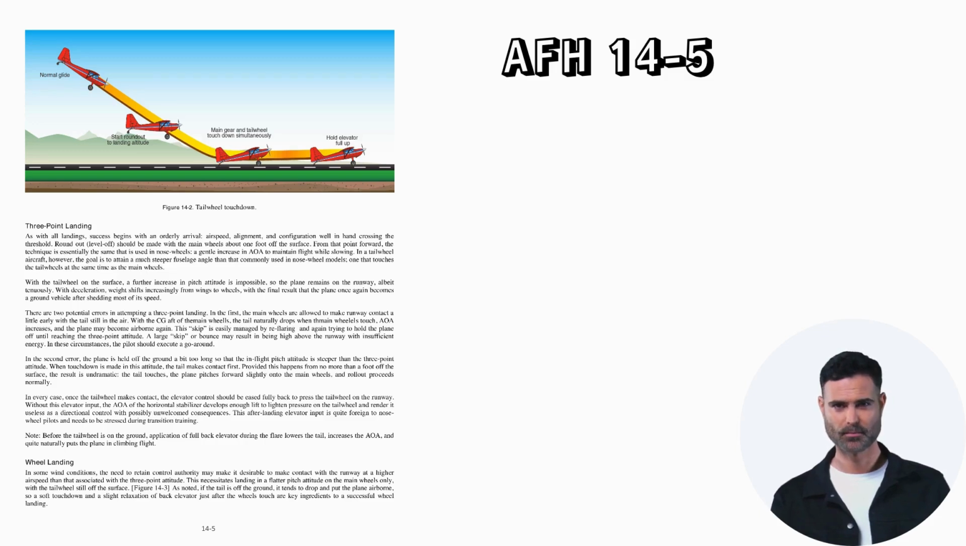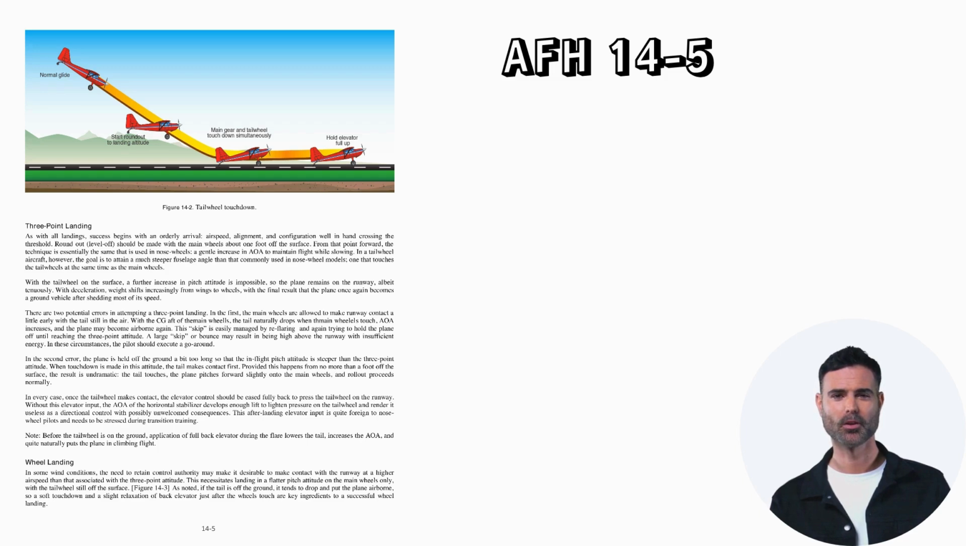3-point landing. As with all landings, success begins with an orderly arrival, airspeed, alignment, and configuration well in hand crossing the threshold. Round-out level off should be made with the main wheels about 1 foot off the surface. From that point forward, the technique is essentially the same that is used in nosewheel airplanes: a gentle increase in AOA to maintain flight while slowing.